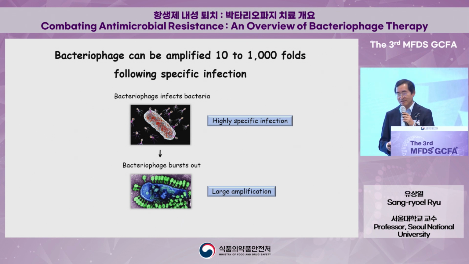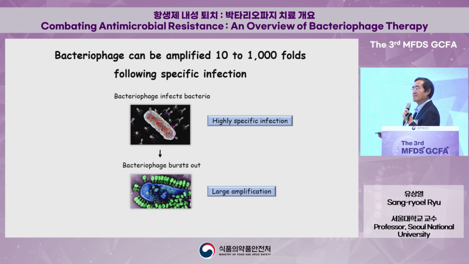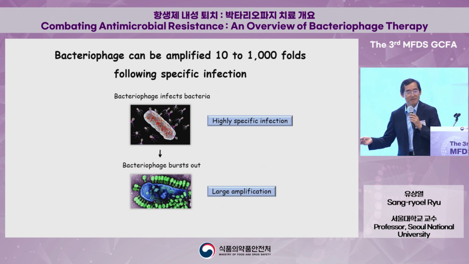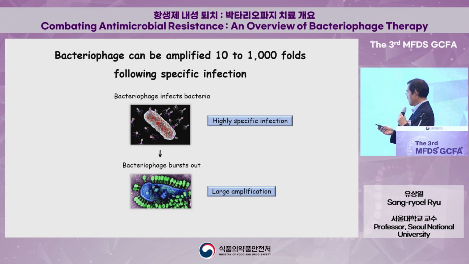Now, there are two characteristics of phage. The first one is that it shows highly specific infection. And we have the metagenome, where there's a lot of interest here. There will be no issues raised in the microbiome, and it can target the specific bacteria. So that's one big advantage of bacteriophage.